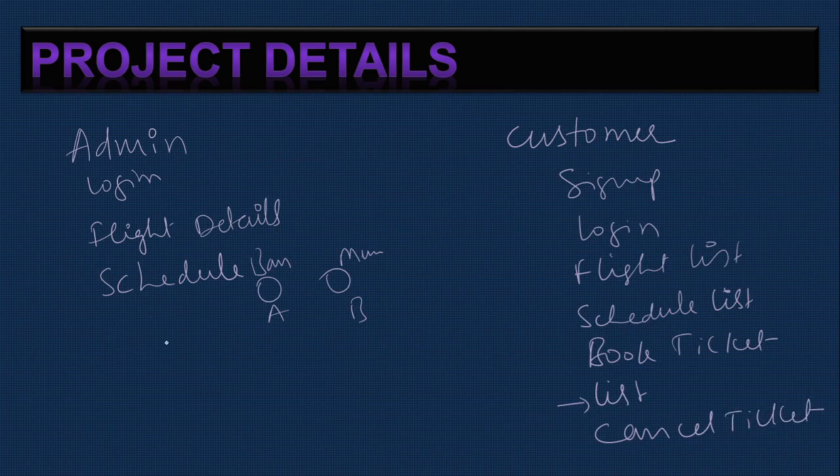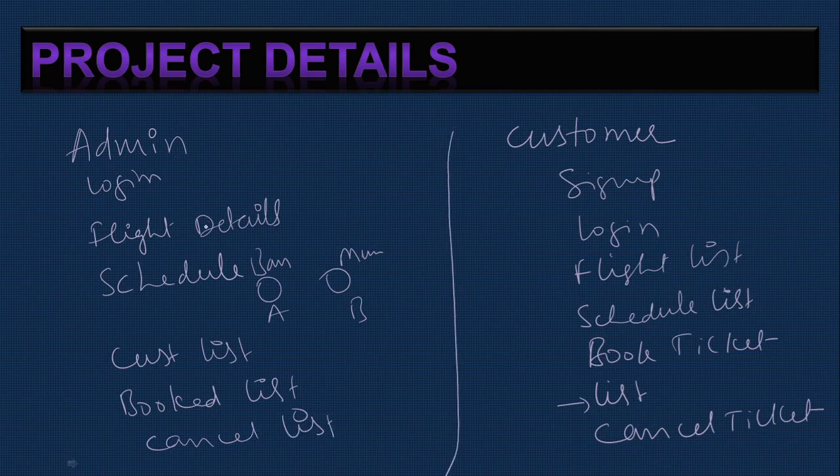Once booked, you can have a customer list where all the customers who signed up appear, a booked list of what tickets are booked, and then a cancel list of what cancellations were done. So you can see that the two modules are communicating properly. Here you can create the flight and schedule, and here you can view it. Based on the schedule, you can book the ticket.